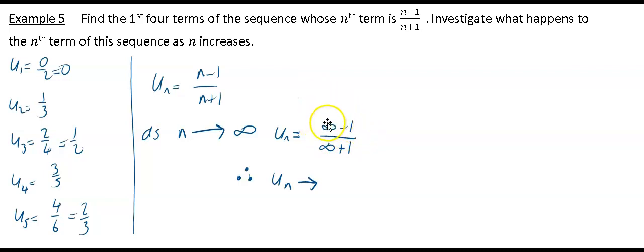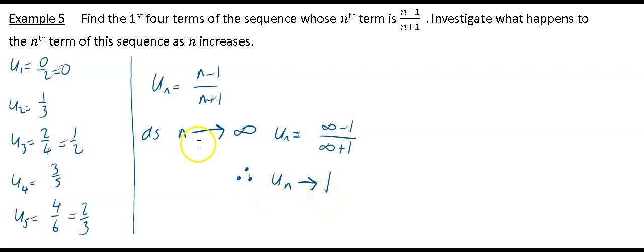So that means, therefore, your un tends to... okay, right, now infinity minus 1 is basically infinity. Infinity plus 1 is basically infinity as well. So you've got infinity divided by infinity, the same thing divided by the same thing. So it's just going to 1. So what we've said here basically, we can skip this middle bit out. As n tends to infinity, un tends to 1.